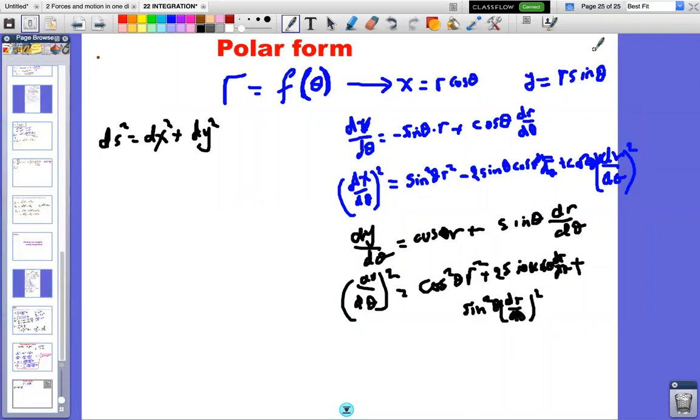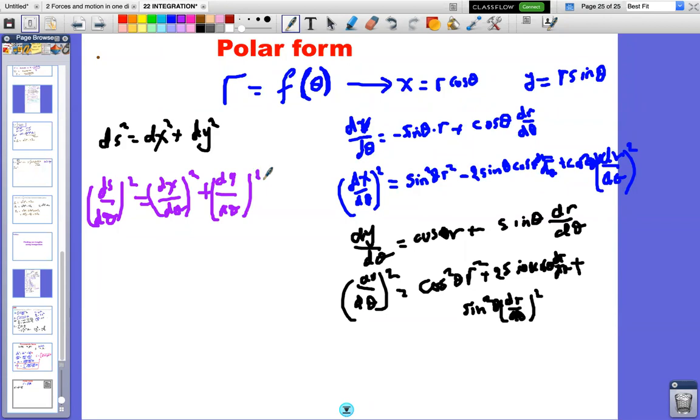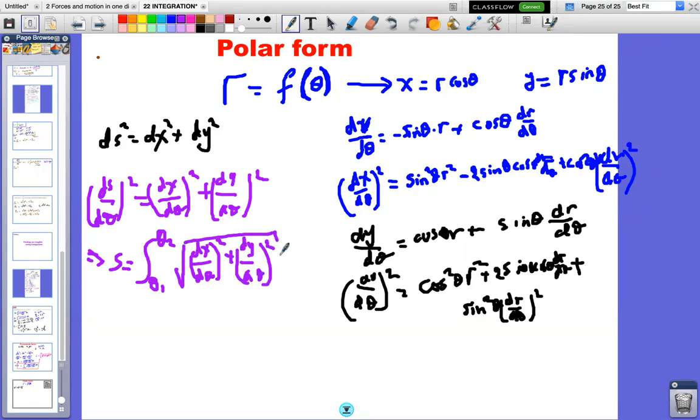Why am I calculating dx on d theta squared and dy on d theta squared? From here, we will have ds over d theta squared will be dx over d theta squared plus dy over d theta squared. And you can see that your s will be the integral from theta 1 to theta 2 of the square root of dx on d theta squared plus dy on d theta squared d theta.